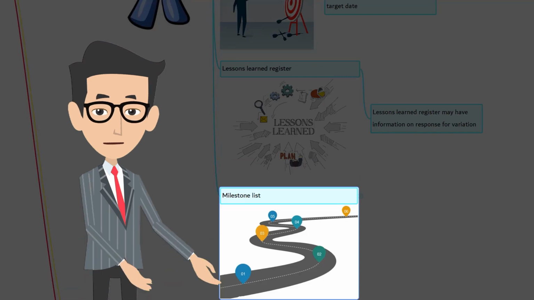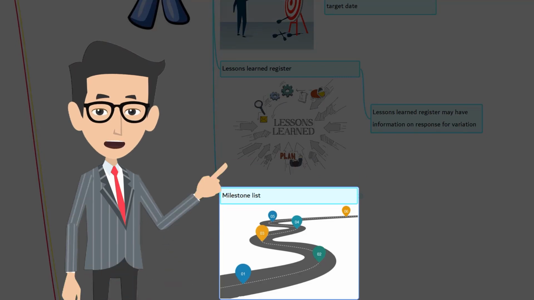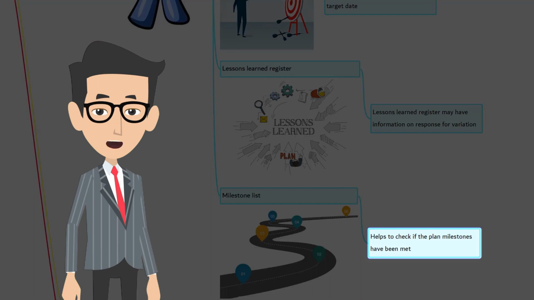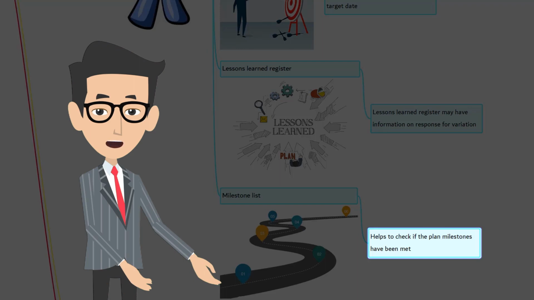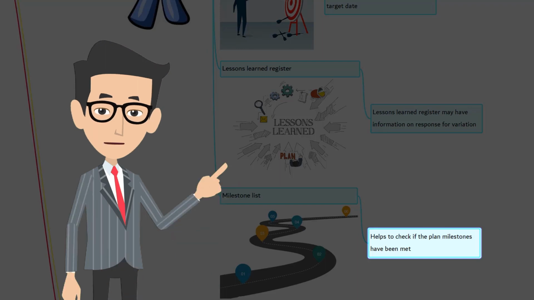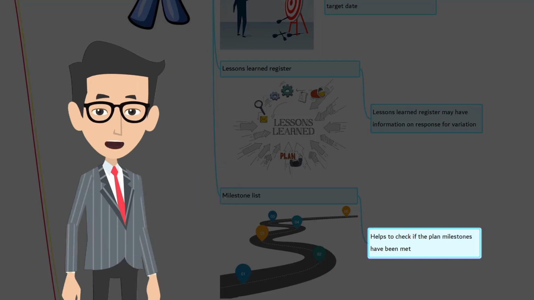Milestone list. Remember, we are in monitor and control project. So the milestone list shows the milestone dates for specific activities. This helps to check whether the project is progressing as per the plan. The milestone list shows the scheduled date for specific milestones and is used to check if the planned milestones have been met.